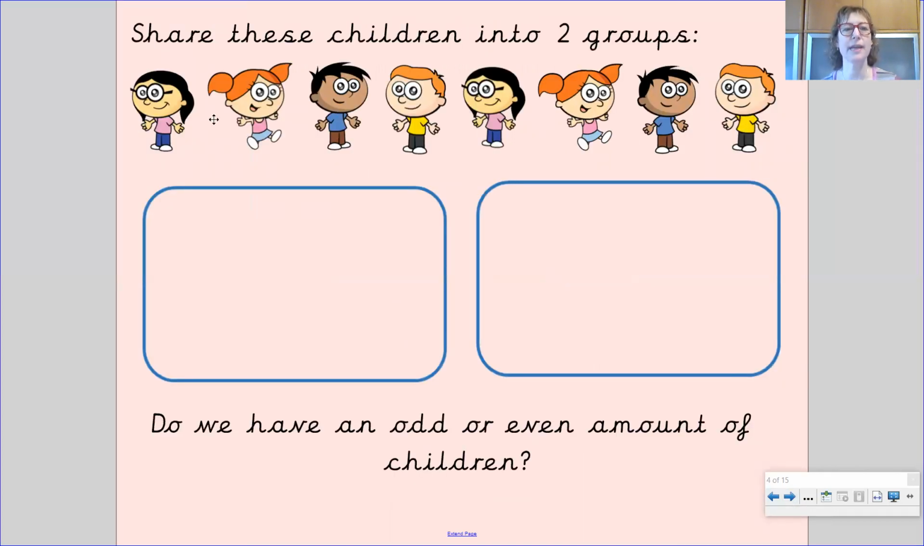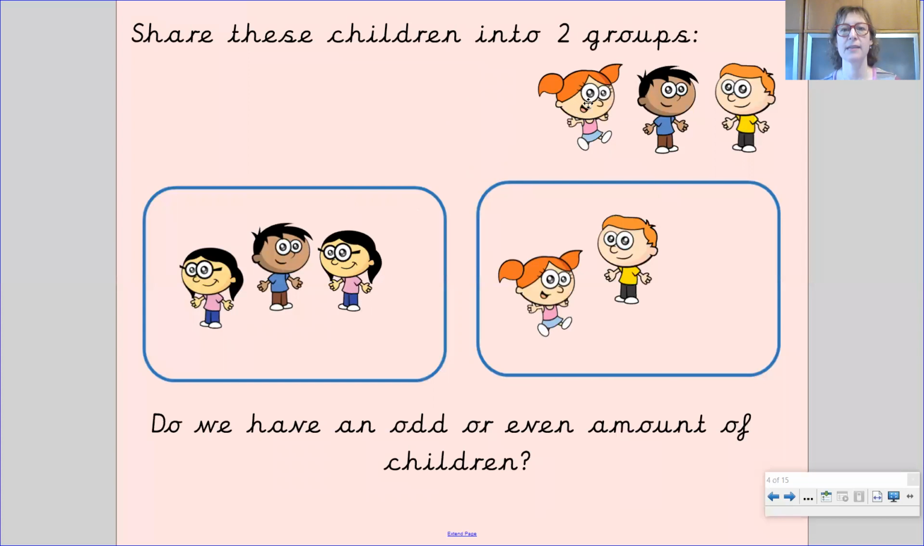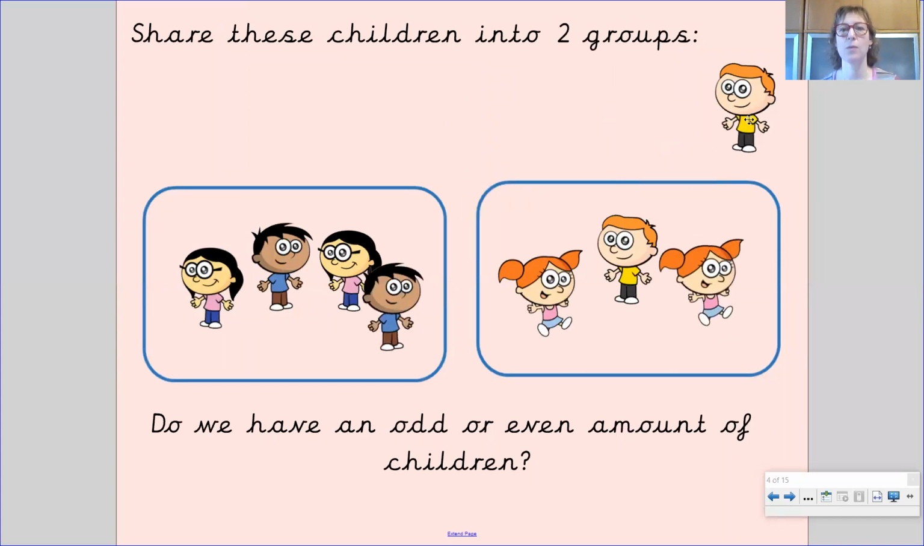So we've got some children here, and we've got 2 groups. What we're going to do is share the children between the groups. So I'm going to have one each here, and one here, and one here, and one here. Okay, I've shared the children twice. So have I shared them equally? Have I got any left over? No. So I have shared them equally. So 8 children is an even number.